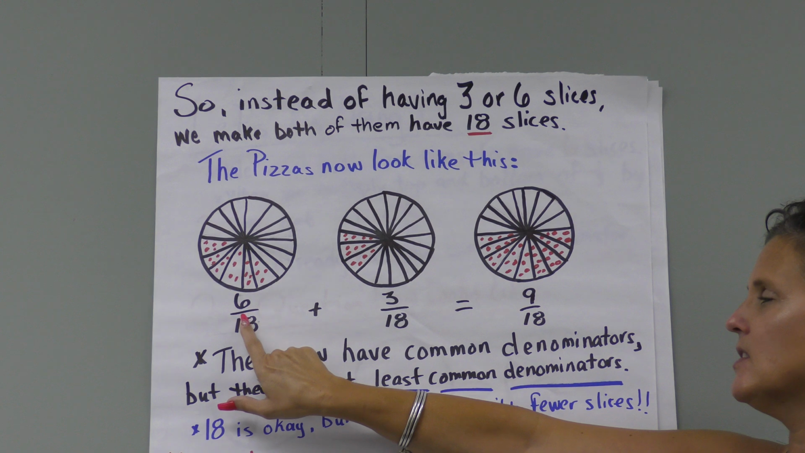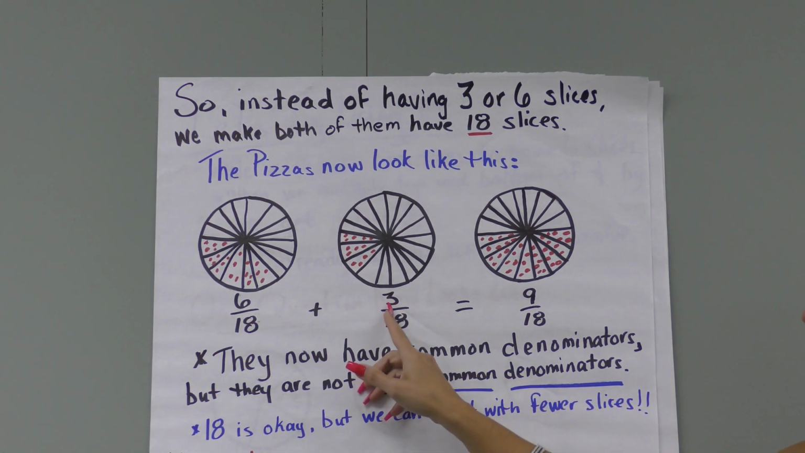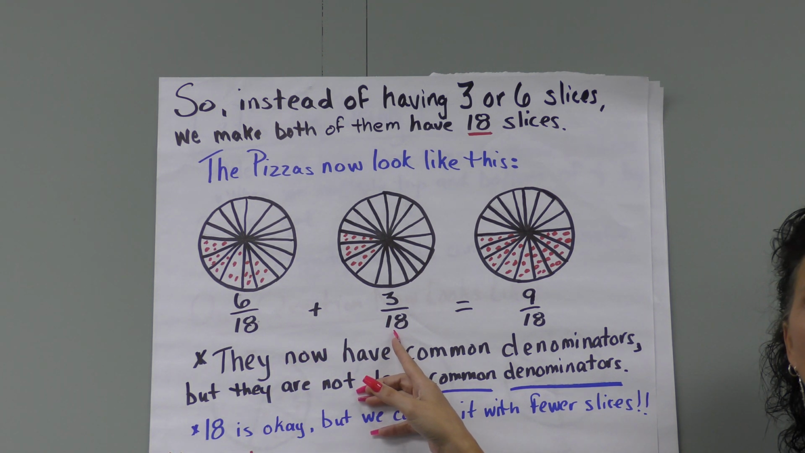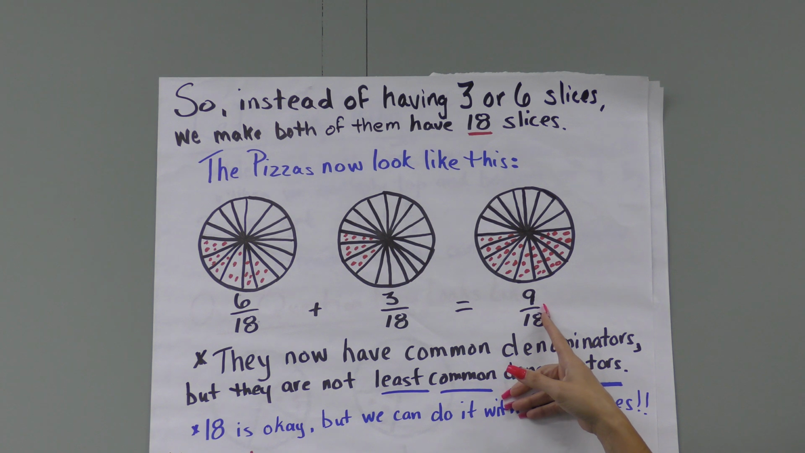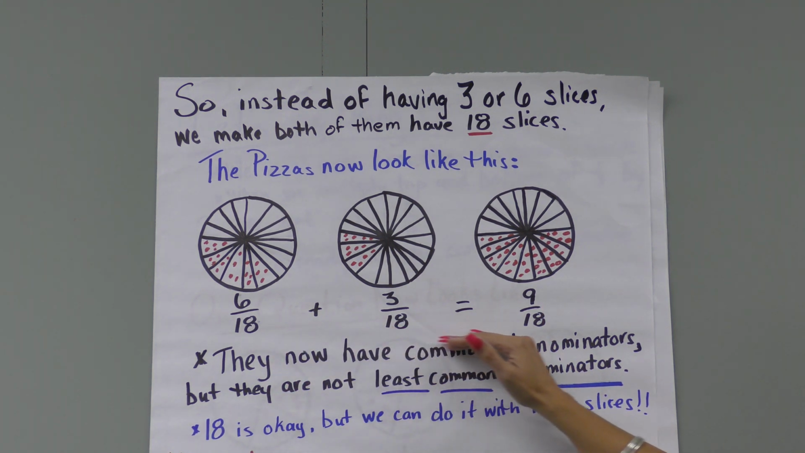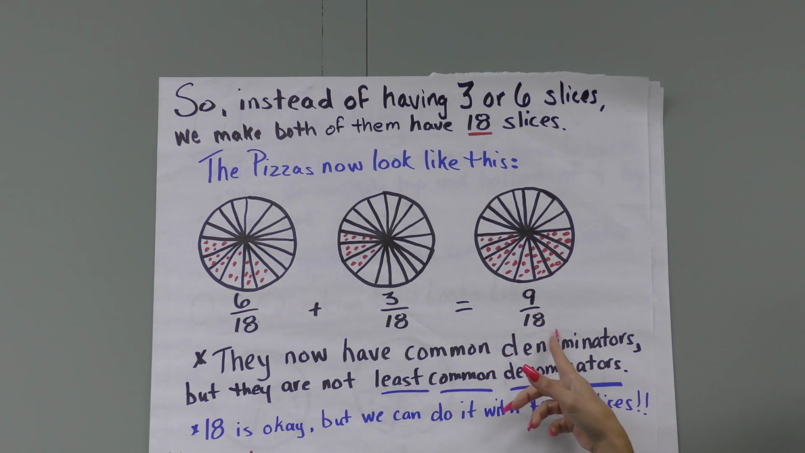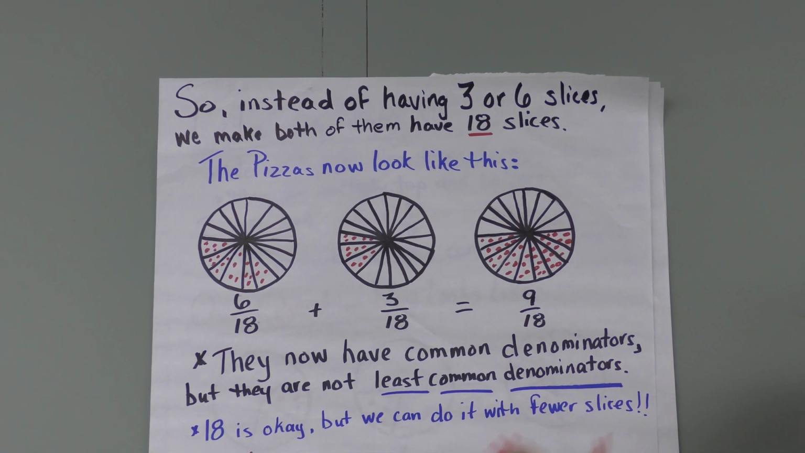So we can change this to 6/18 on this pizza, and there are 3/18 on this pizza. Now since we have 18 here and 18 here, and that's a common denominator, we can add the numerators. So 6 plus 3 equals 9, and then we just bring the 18 over. So in this instance, our pizza has 9/18. They do have a common denominator, but it isn't the least common denominator they could have. And that's what we're looking for, the lowest number, right?